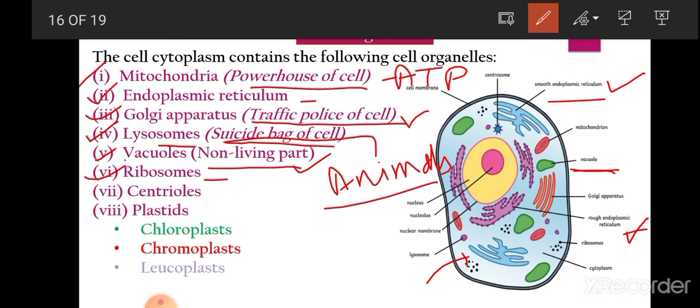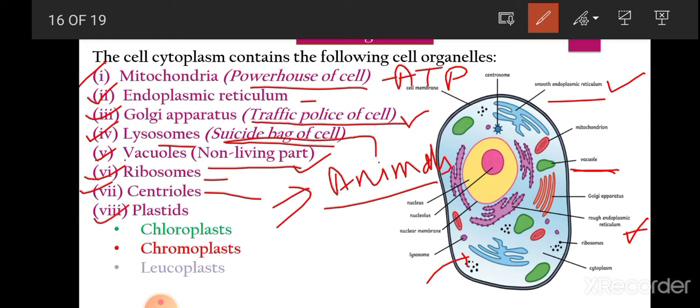Now the next component of the cell is the centriole. Centrioles are present in animal cells only. They are absent in plant cells. They are present only in animal cells, and they help the cell during cell division. Cell division means when the cell divides, at that time they help the cell by spindle formation. That thing you will study in your higher classes.